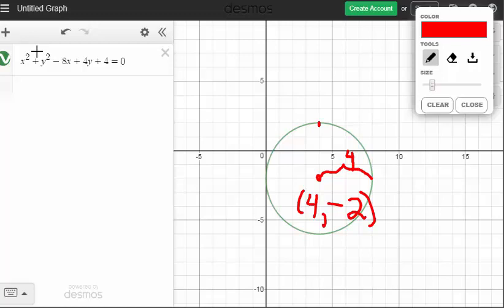But hopefully this helps you have a little bit better understanding of some different concepts with circles before we take our end of course exams.